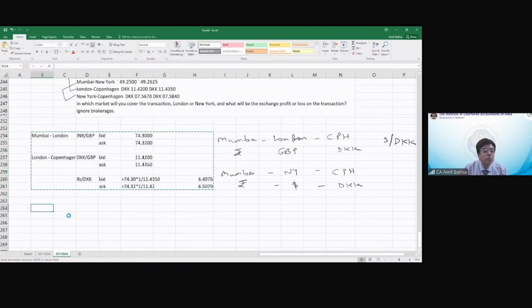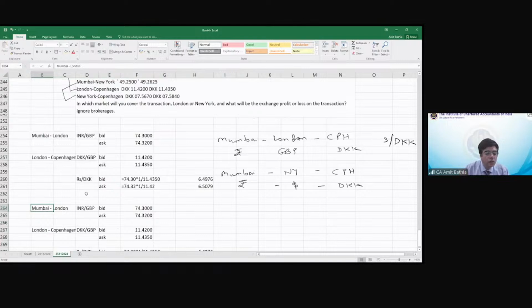Same thing again. But now we will do it for Mumbai to New York. Right? And then I will have New York to Copenhagen. So here I am going to have INR to USD. Then here I will have DKK to USD.